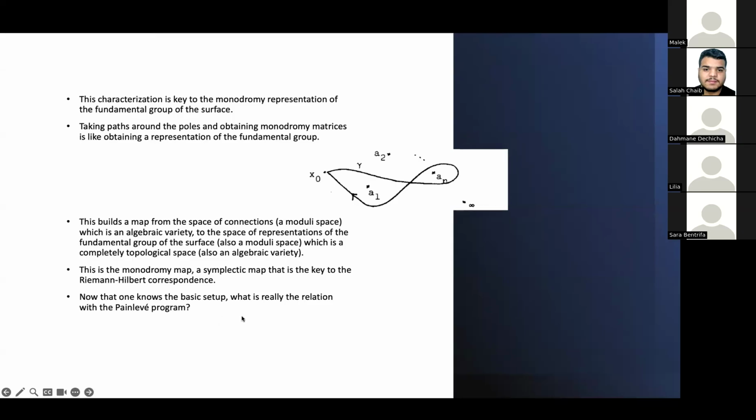So now that the basic setup is set, I would really like to see what the actual relation is with the Painlevé equation. Because as far as I'm concerned, I did not mention anything about the equations. I mentioned that you get some very fruitful applications, and those applications are going to be related to the Painlevé program. So let me explain a little bit what the Painlevé program actually is.